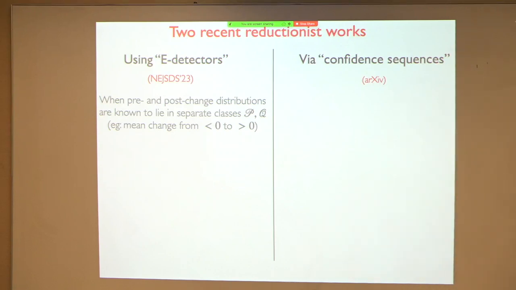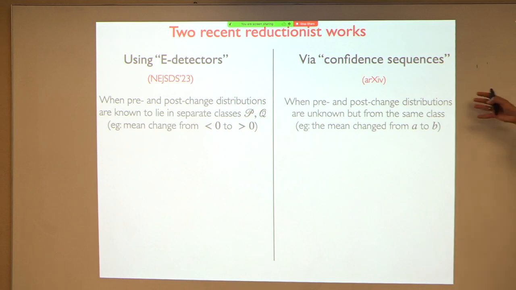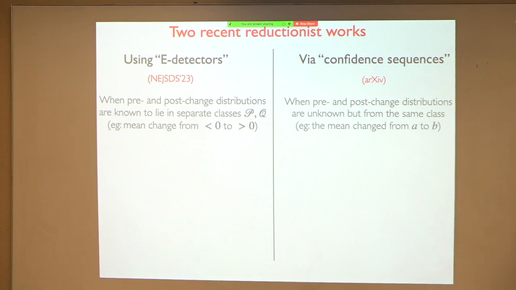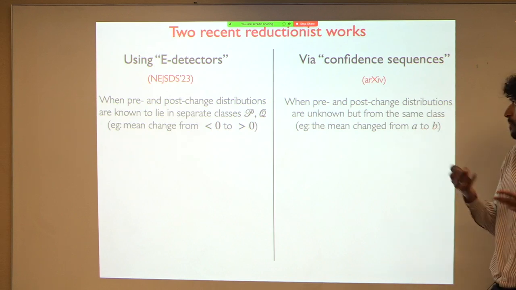So this I call separated change detection. In the other cases, the pre- and post-change distributions are unknown, but they come from the same class. So I just say the data is Gaussian and the mean changes from something to something else. Maybe it changes from -5 to +5, or from +5 to -5, or from -2 to +2. I don't know. It just changed from some A to some B.